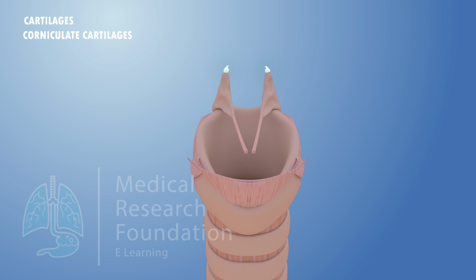Corniculate cartilages of Santorini. These are two small conical nodules which articulate with the apices of the arytenoid cartilages. They are directed posteromedially and lie in the posterior parts of the aryepiglottic folds.